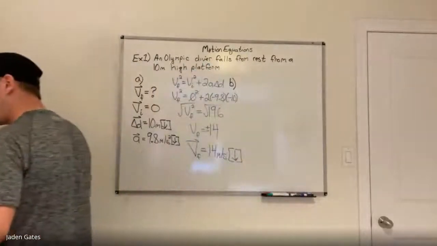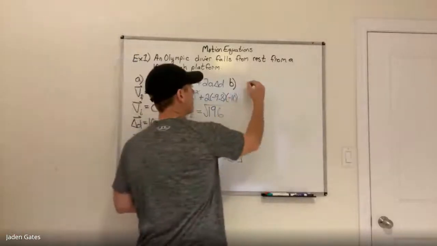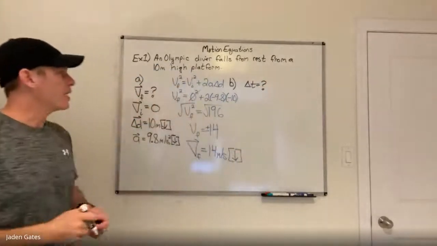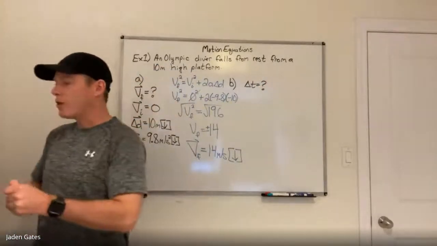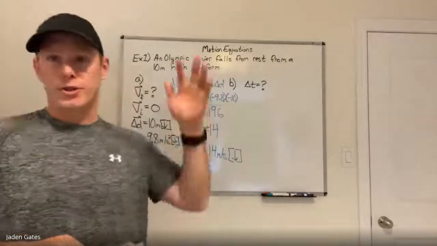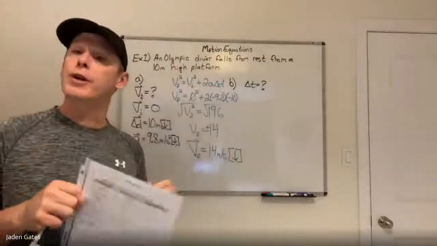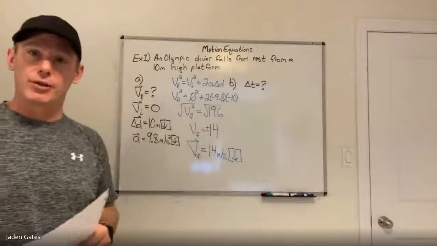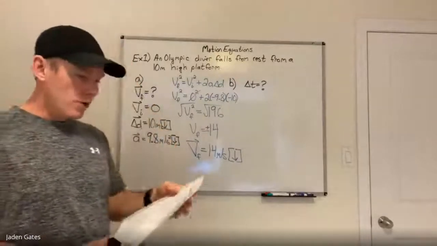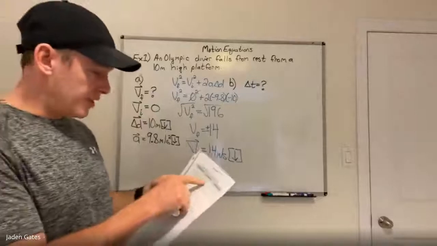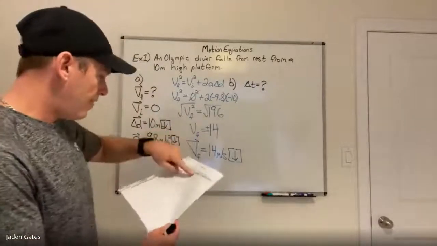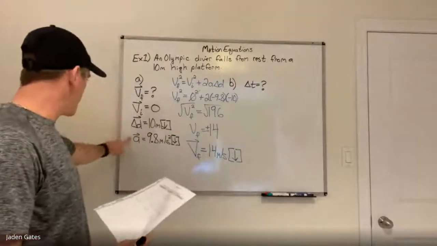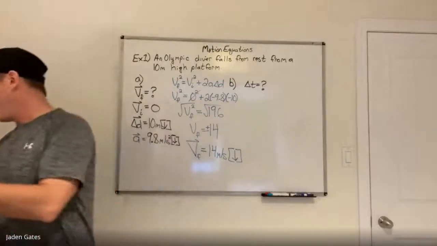All right, now we got part B. Part B is asking, how long does the dive take? So I'm looking for a delta T. How long does this dive take? So again, I'm back. It's a different question, even though it's the same scenario. Back to my motion equations to figure out what formula I should use. First off, I have to use the equation with delta T in it, because that's what we're looking for. So I look at my first equation, and I do have a delta T in it, but I need the VF. I have it now. The VI, I have it, and I need the acceleration. Perfect, I can use the first equation.